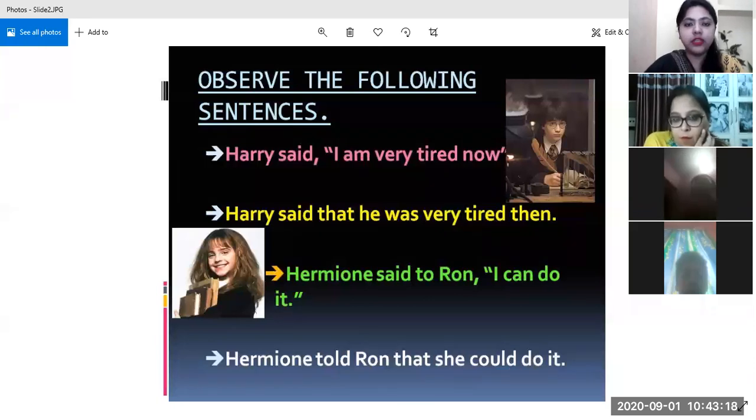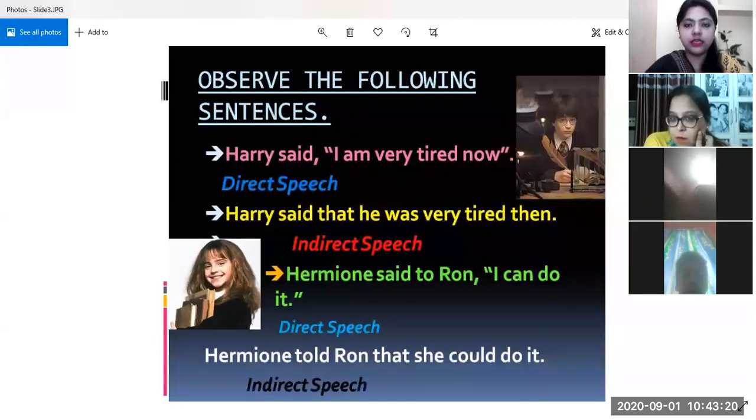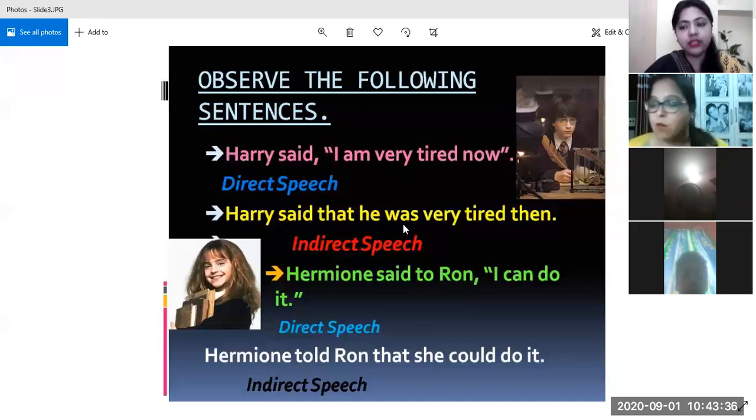Okay, so the first sentence is what? It is written in direct speech. Harry said, I am very tired now, where the actual words have been quoted, then this is known as direct speech. Whereas when the words are modified or they are not the actual words as spoken by the speaker, but the meaning should be the same. The meaning should not change, right? So that is known as indirect speech.